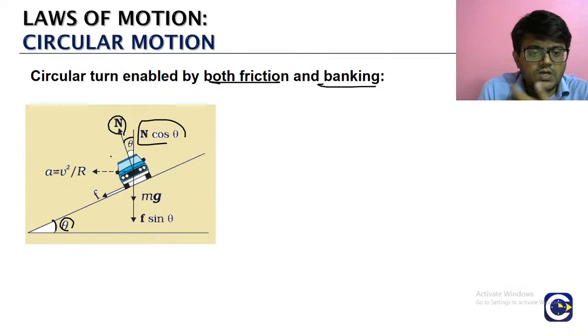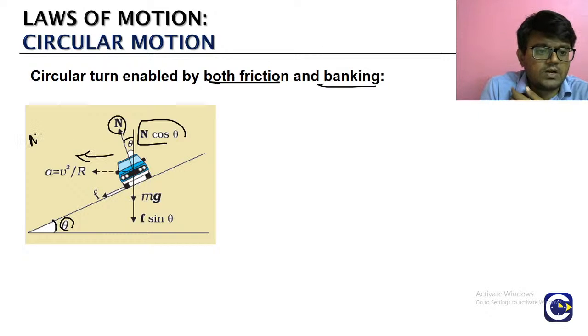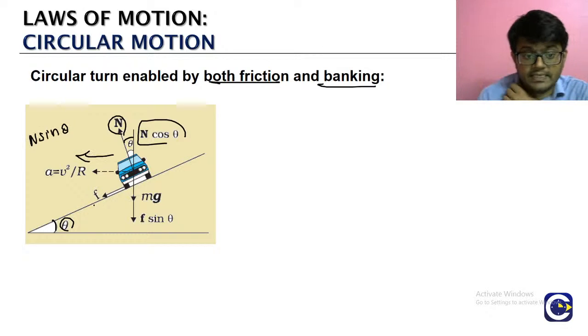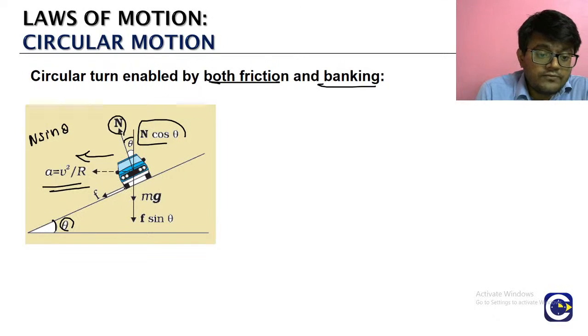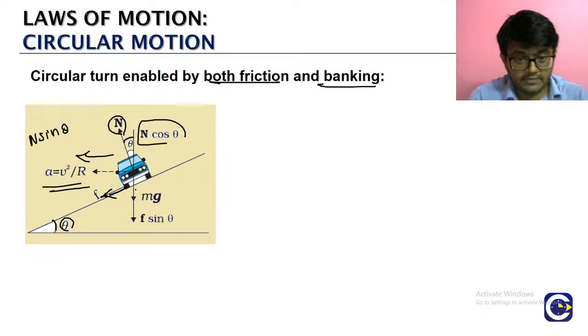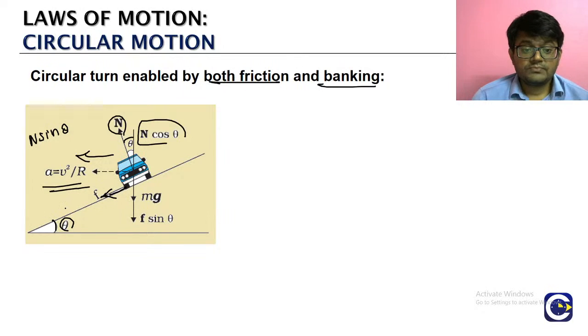N cos theta. What is the horizontal component? N sin theta. What is the required centripetal acceleration? V square by R, correct? Now here we have shown friction to be acting down the inclined plane. But friction is what? The static friction.